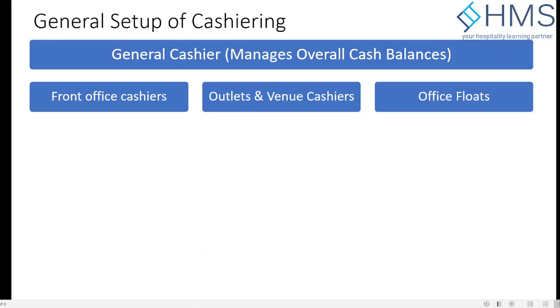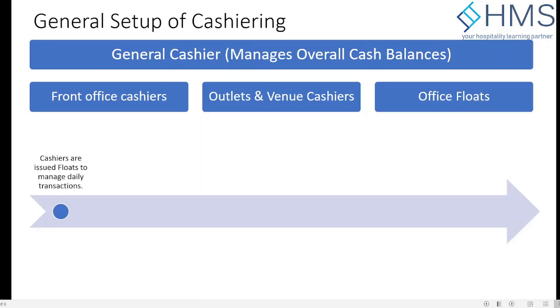The primary purpose of the float is to do the short exchange, if there is a small exchange. And also for front office, they have to do the paid out or the currency exchange, so they have to give the cash to the customer. But ultimately everything comes back to the general cashier for overall control and depositing to the bank. So usually the cashiers are issued a float to manage the daily transactions. So this is how the flow of the money works.